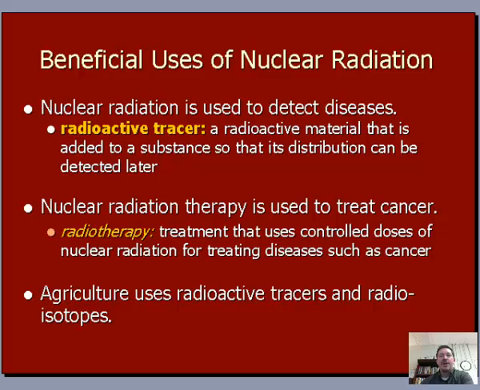Nuclear radiation is used to detect diseases. We use something called a radioactive tracer, a radioactive material that is added to a substance so that its distribution can be detected later. Nuclear radiation therapy is used to treat cancer. We call this radiotherapy, treatment that uses controlled doses of nuclear radiation for treating diseases such as cancer. Agriculture uses radioactive tracers and radioactive isotopes as well.